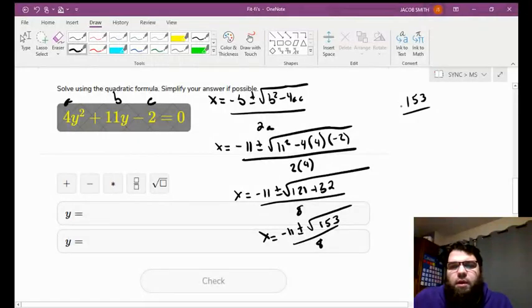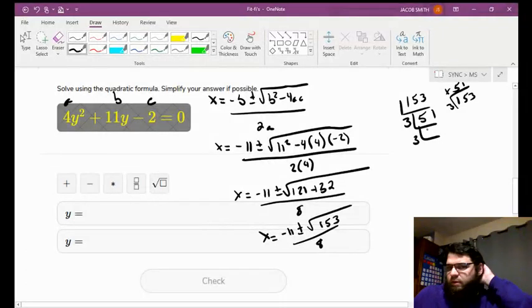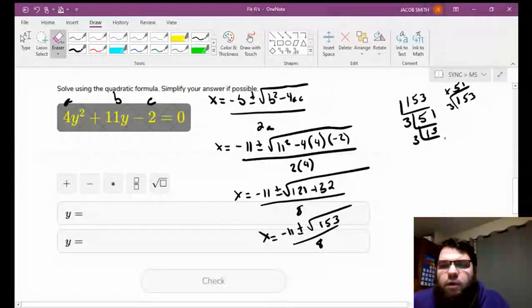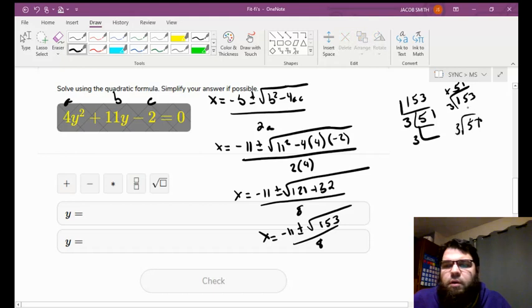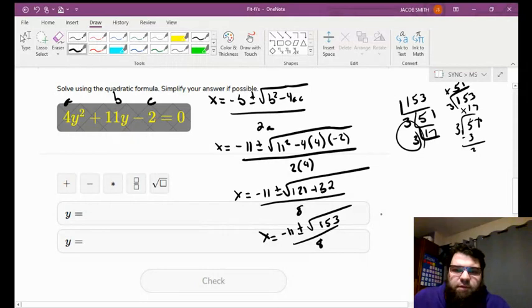And then let's see if we have any factors for 153. Obviously 2 won't go into 153. Let's see if we do 3. 153 divided by 3 would be 51. And then 51, we can go 3 into that, 17 times. All right, so I can pull out a 3. That leaves us 17. So I have x equals negative 11 plus or minus 3 square root of 17 over 8.